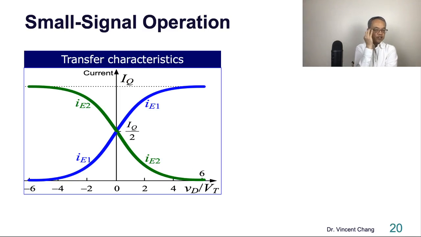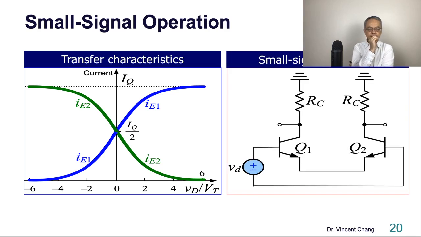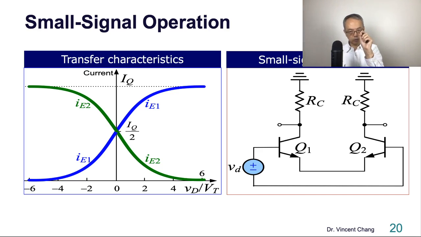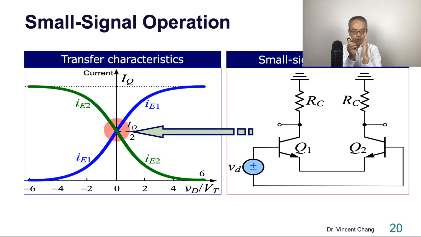Small signal operation, the third mode of operation, is called small signal. I'm going to teach you more in depth about how to do the small signal analysis in the upcoming video series. But I just want to point out one concept: where the small signal operation operates in the transfer characteristic. First, it's biased at the common mode, and then moves around.